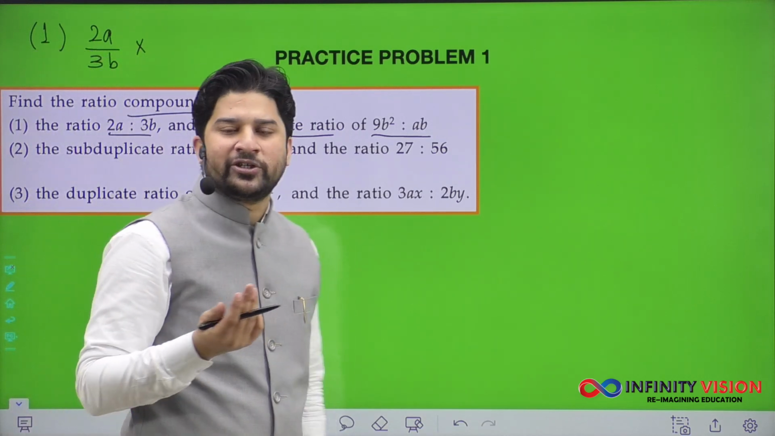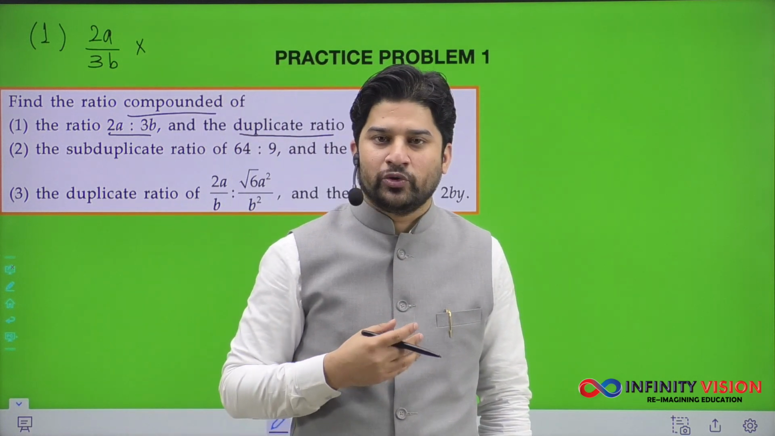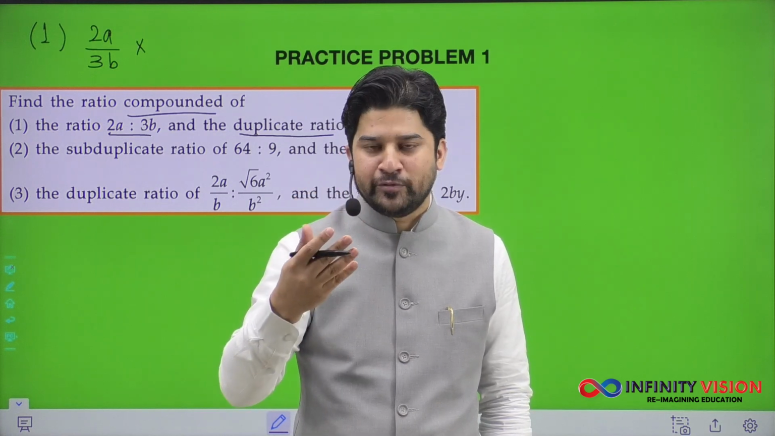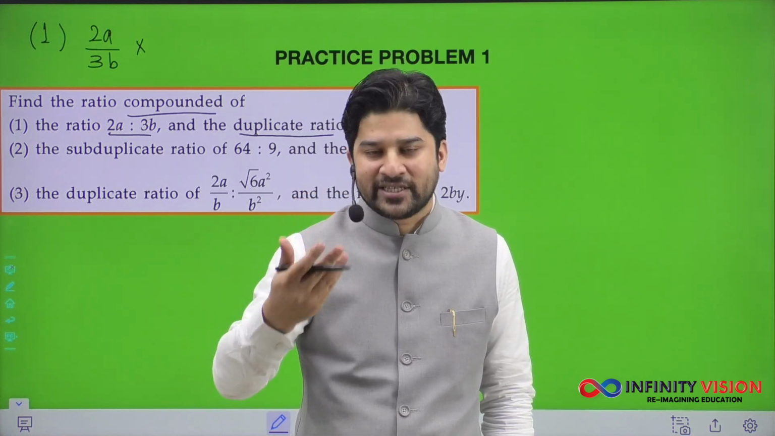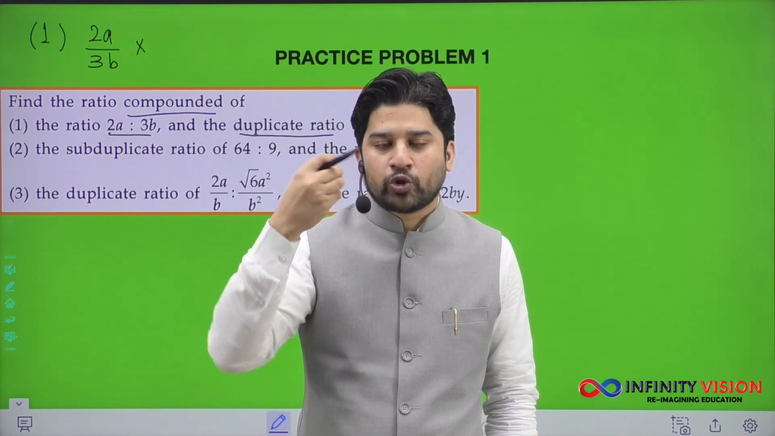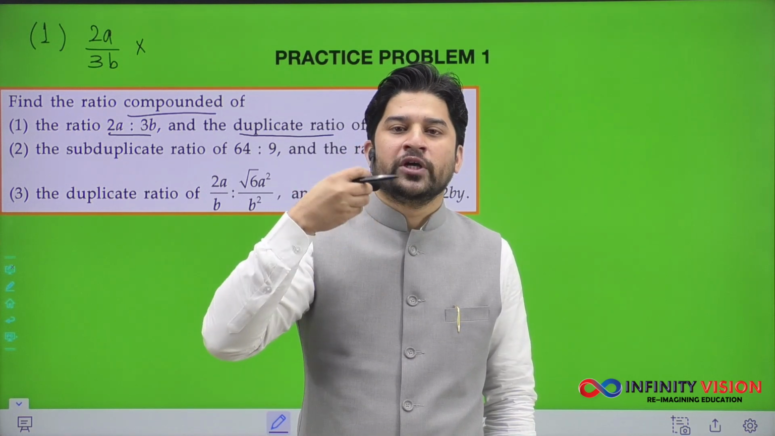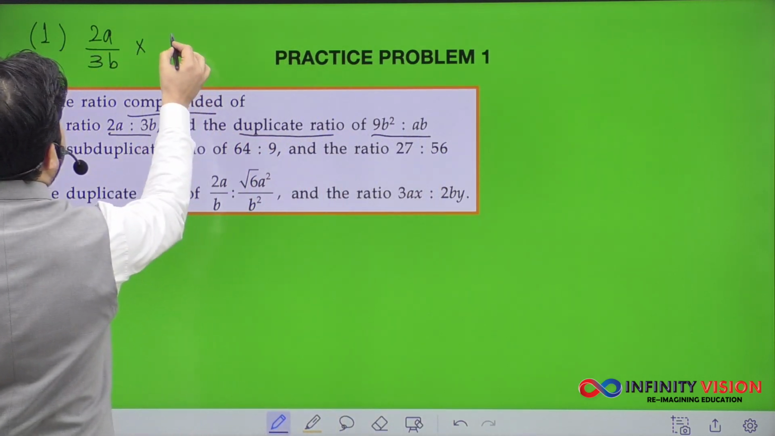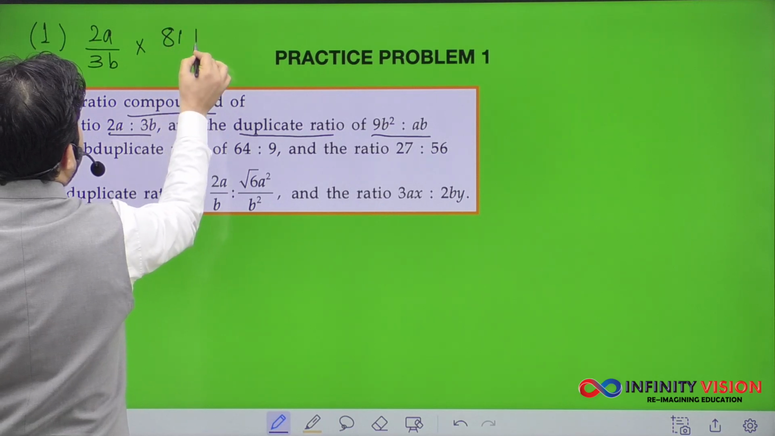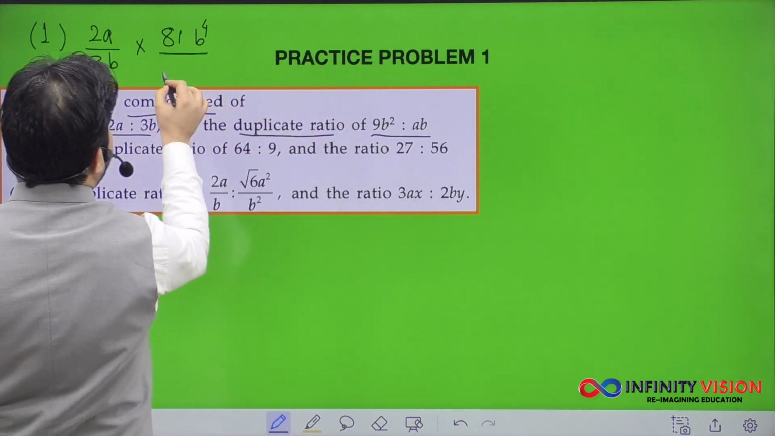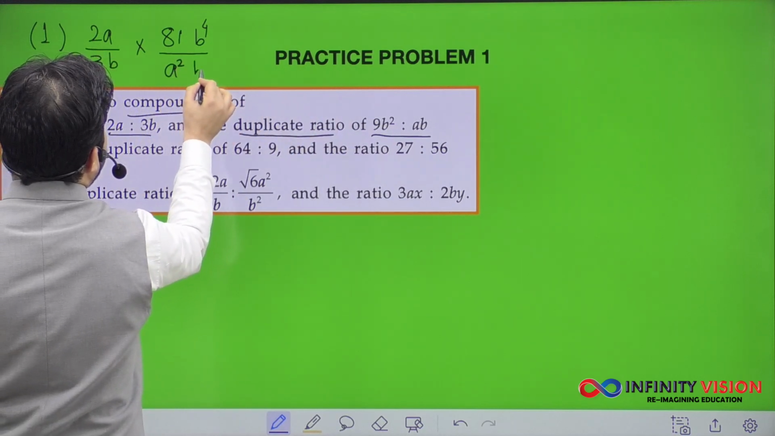And duplicate ratio, what exactly is duplicate ratio? When you compound a ratio with itself, which means you multiply the ratio with itself, which means you will need to square the antecedent and you will need to square the consequent. So what will be the square of 9b square? That would be 81b to the power 4. And what will be the square of ab? That would be a square b square.